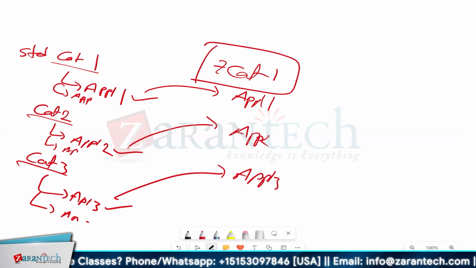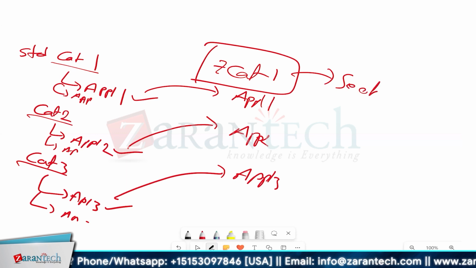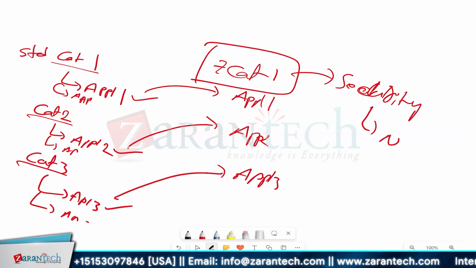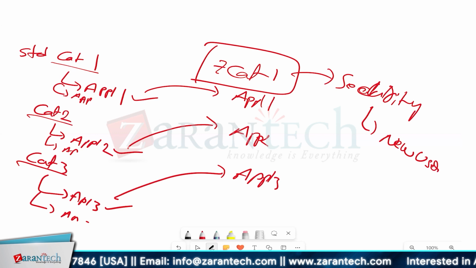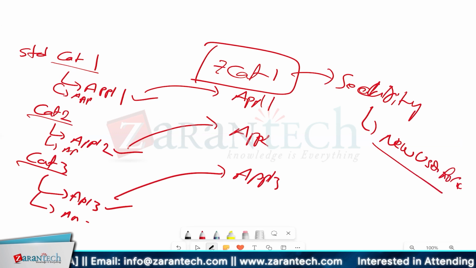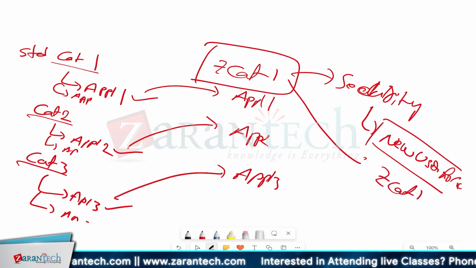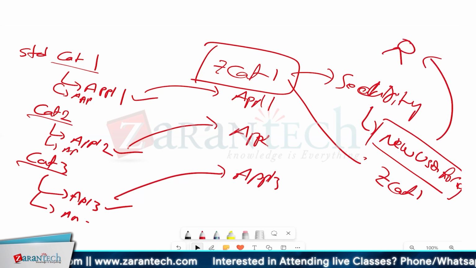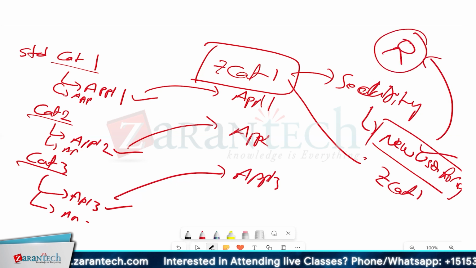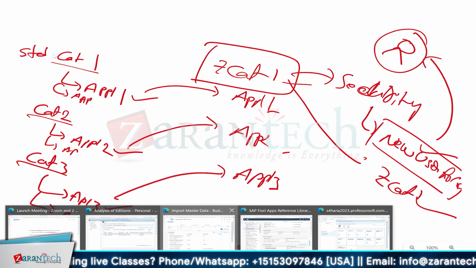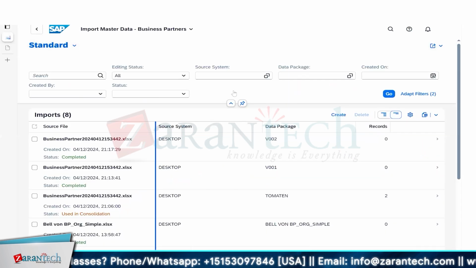And this catalog you provide to the security team. What will security do? Security team, they create a new user role, and in that user role, they'll add this Z catalog. Now, this particular role, if I assign it to my user ID, because my user ID has this role, and this role has this catalog, and this catalog has all these applications, whenever I open the Fiori Launchpad, I'll get to see those applications. That's how you are seeing all these applications here.